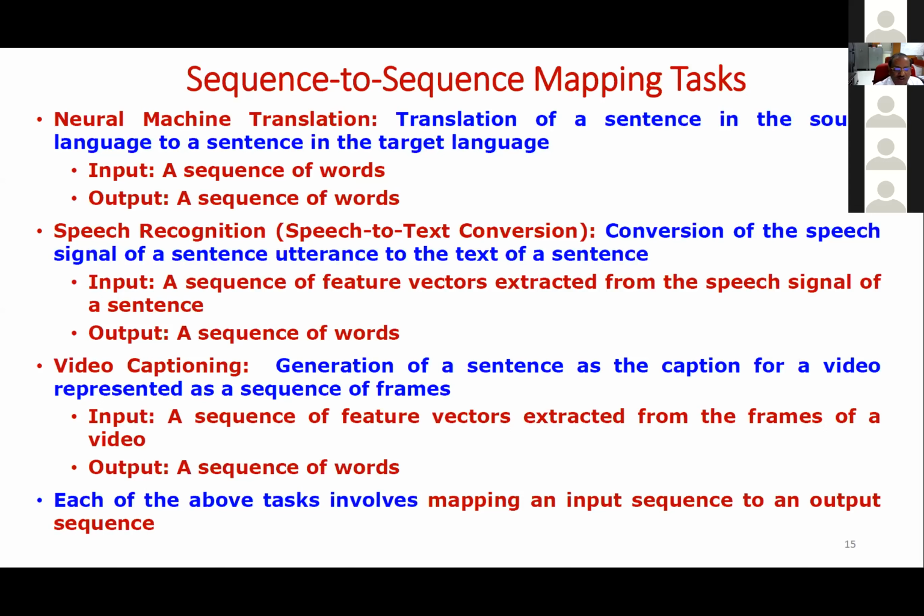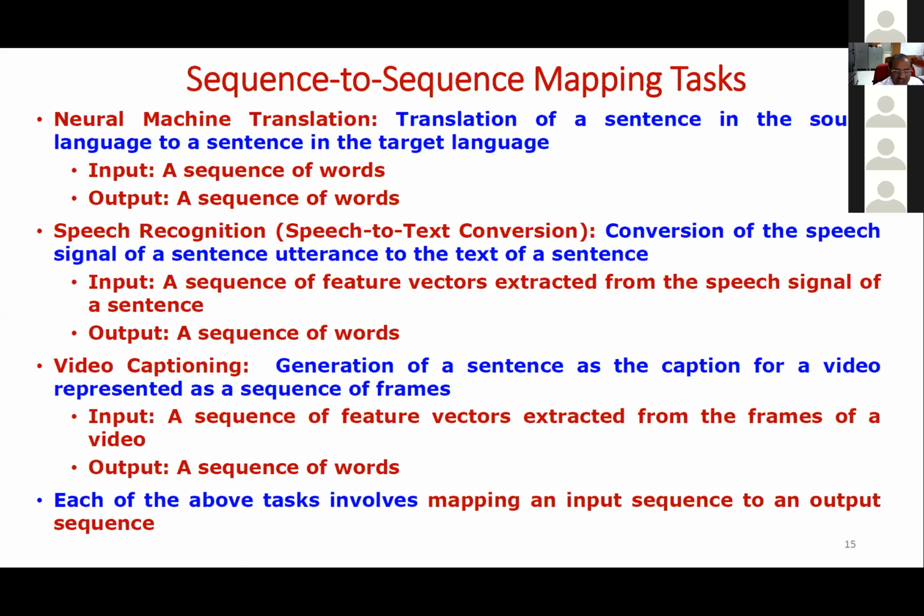Or whatever we talked about as the image captioning task can be extended to a video captioning task, where I want to give a video as the input and then generate a sentence as the caption, which describes the content of that video, right? Again, the input here is a sequence of feature vectors extracted from the frames of a video. And what we need to generate is a sequence of words that represents the caption for the given video, right? So all these tasks involve mapping an input sequence to an output sequence.